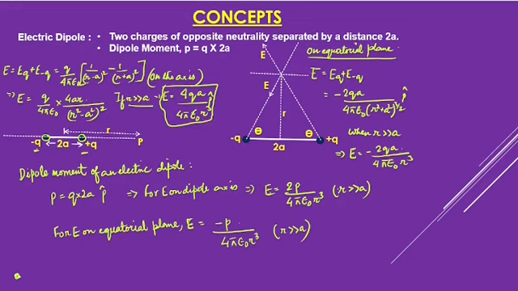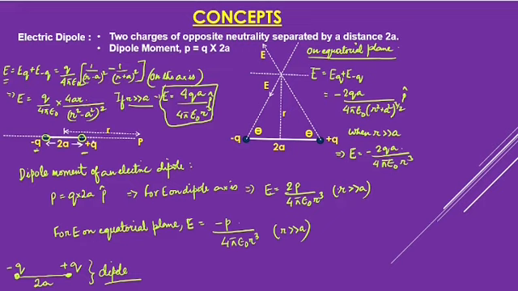So for example, imagine that there are two charges, minus q and plus q, and they're separated by a distance, for example 2a. It could be any small distance for that matter. So this is called a dipole. So what will be the electric field due to this dipole then? How will I calculate this?